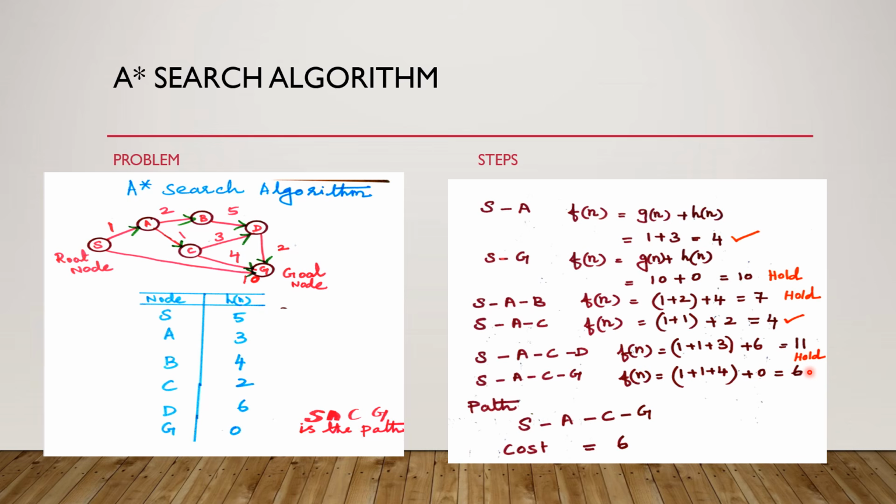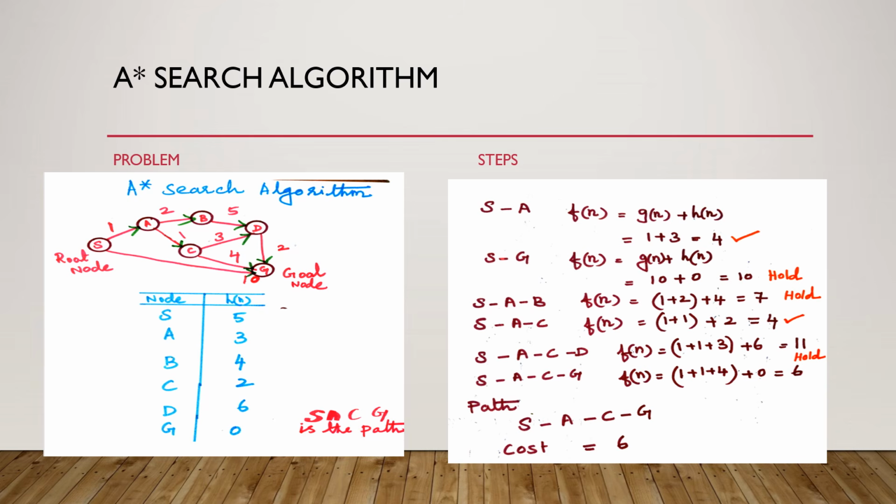Like this, for all the leaf nodes, we consider all the paths in hold condition for further processing, compare all the f of n values, then select the lowest f of n value, then expand that particular path and reach the goal node in an optimal way. So this is the procedure we follow to find the optimal as well as the best path from the start node to the goal node with the help of the A star search algorithm.